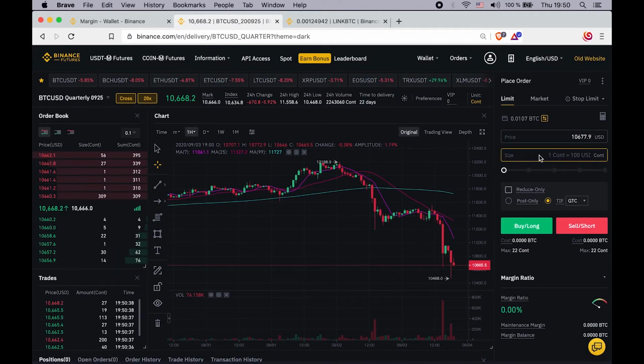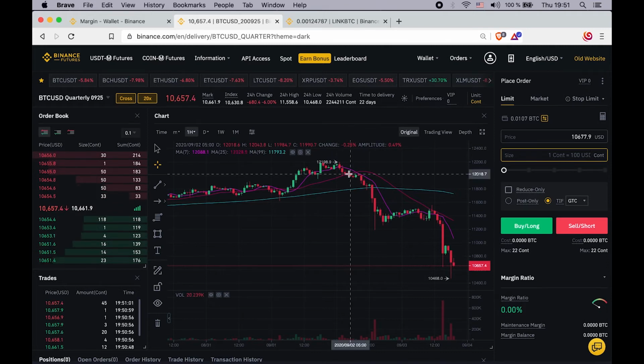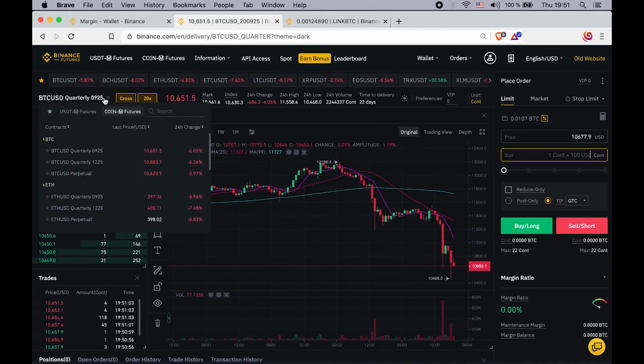Here we see our funds. Yes, and a very important thing also: contract types and order types.